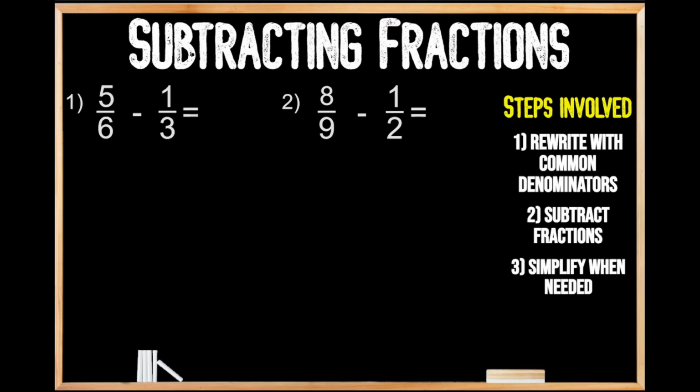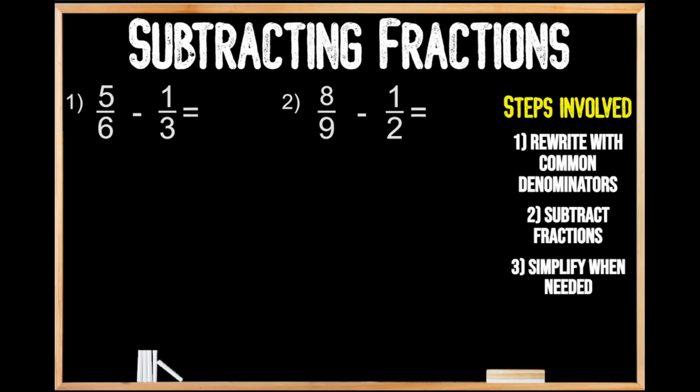Looking over to the right-hand side under our steps involved, we can see that our first step is to rewrite these fractions with common denominators. The reason that we're starting out with this step is because currently we can't actually subtract these fractions because we're looking at two entirely different things. So in order for us to actually subtract these fractions, we need to first rewrite them with a common denominator so that we're subtracting the same thing.